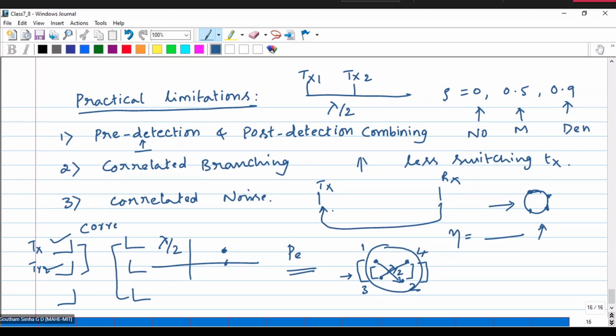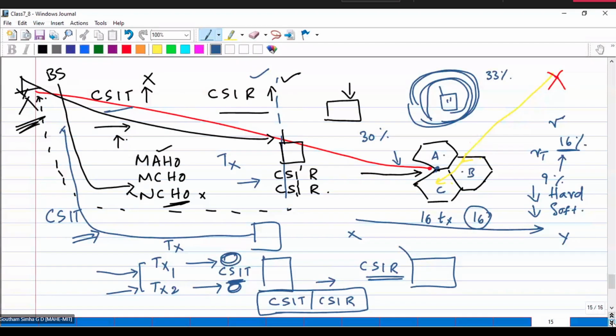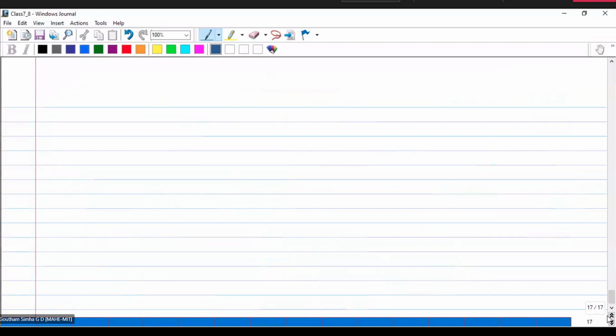Even if you increase the number of antennas from 1 cross 1 to 4 cross 4, if you have all these problems, diversity order will go to 1 only. Tell me how? A very important aspect. Try to concentrate on this.